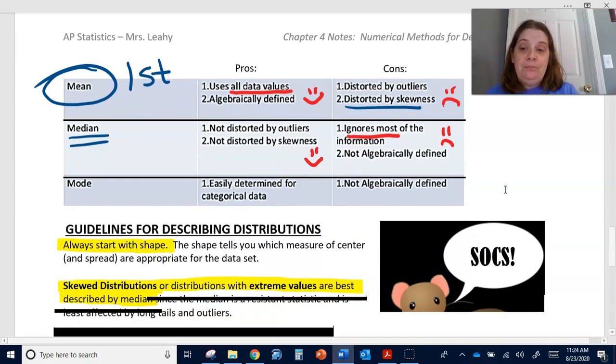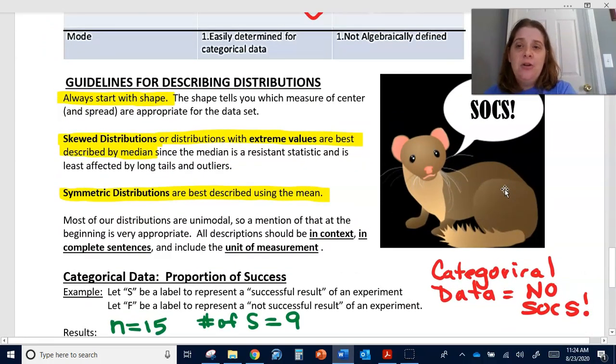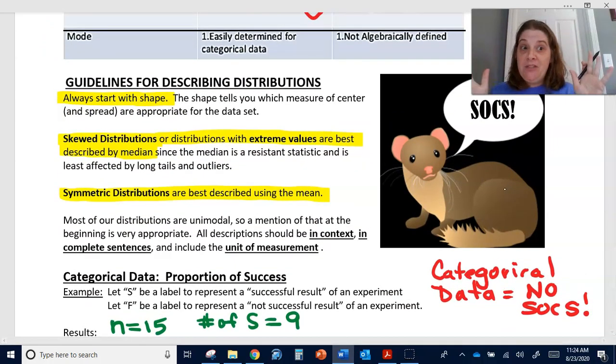All right, so how do you decide? When you talk about your SOCS, you're going to start with shape. That's why shape is first in SOCS. What is the shape of the data? It's going to tell you which measure of center and spread are the most appropriate for your data set. If you have a data set with a very strong skew or with a lot of extreme values like those outliers, it's probably best to describe center using median. Median is probably your best choice there.